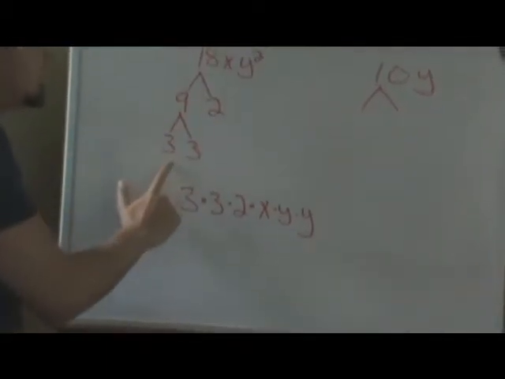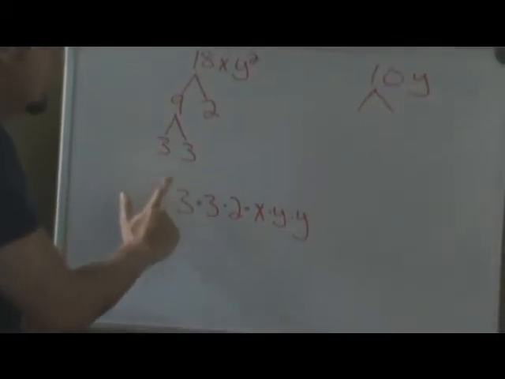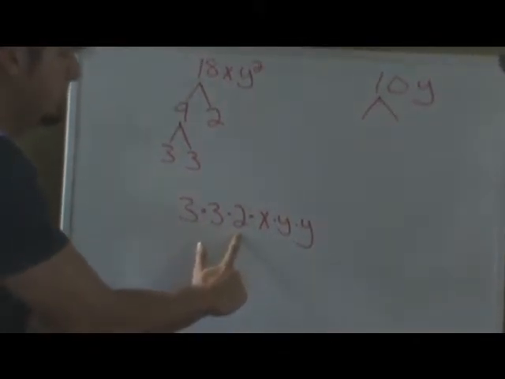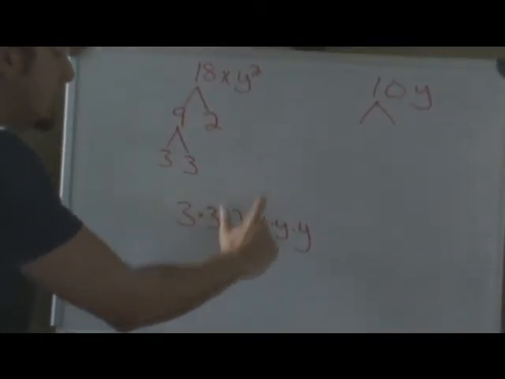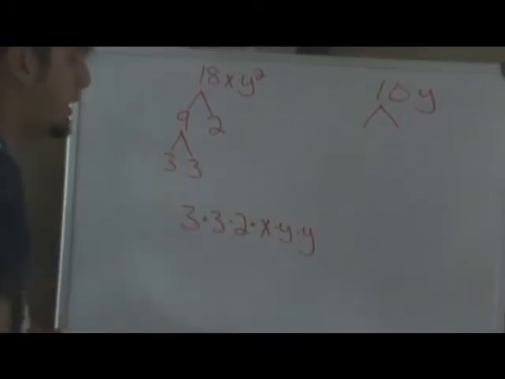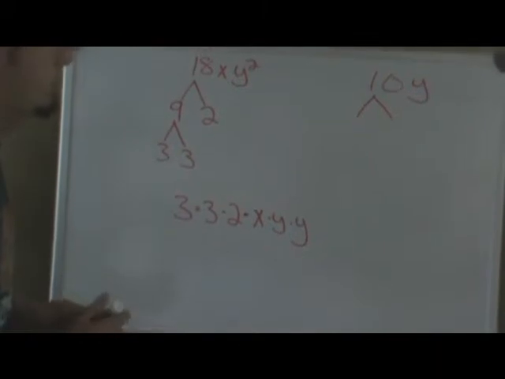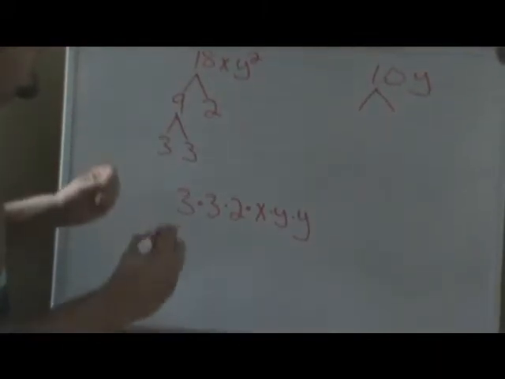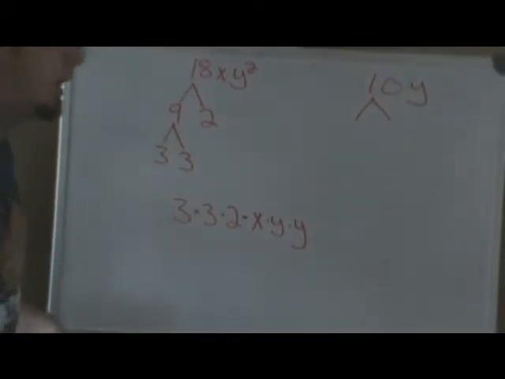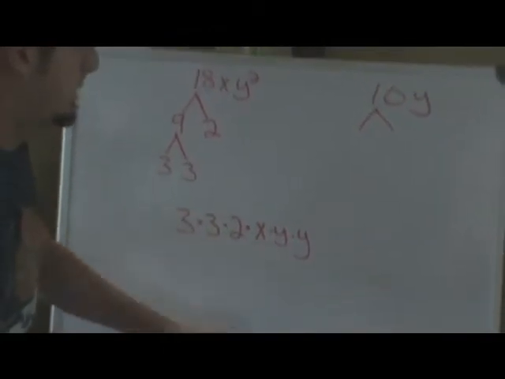So we found the prime factorization of the 18 to be 3 times 3 times 2. Then we did times x times y times y. So the variable part wasn't that hard. All we did basically was drop the variables down. If the variables have an exponent on them, we expand it. Instead of writing y squared, we do y times y.